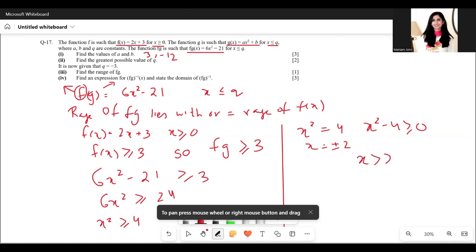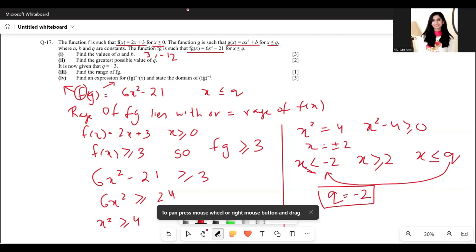x is greater than the bigger value, or x is less than the smaller value. Now the domain is x ≤ q. So then this would be, sorry, there's an equals sign here. Then q, or the greatest possible value of q, would be −2. So from here, q will be equal to −2. Okay, part 2 is done.